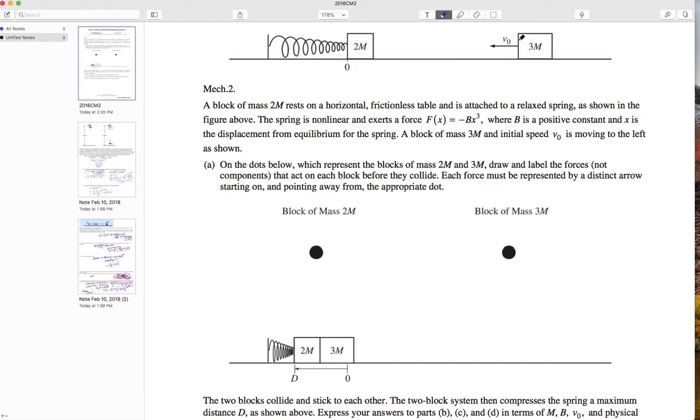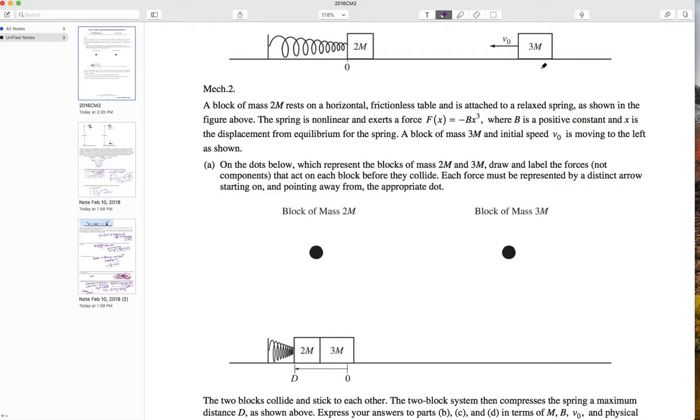So the spring is nonlinear and exerts a force here. This force equation is probably going to be useful later. You might have to differentiate or integrate depending on what we're talking about. Probably integrate. So it's good to note that it is a nonlinear function. B is a positive constant and x is displacement.